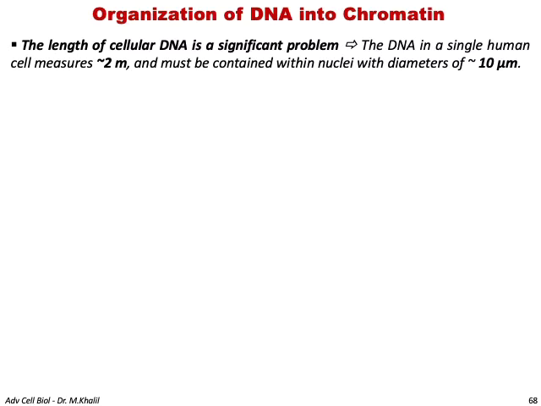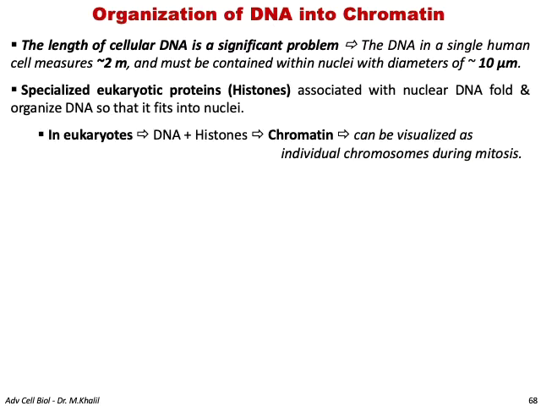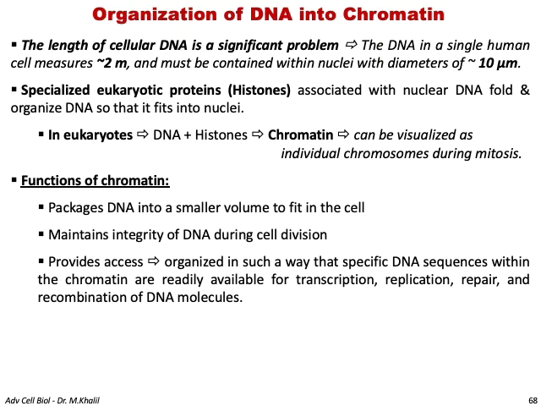The length of the cellular DNA is a significant problem. The DNA in a single human cell measures around 2 meters and must be contained within a nucleus with a diameter of 10 micrometers. There are specialized eukaryotic proteins, the histones, which associate with the nuclear DNA, fold and organize the DNA so it fits inside the nucleus. In eukaryotes, the DNA and proteins are called chromatin and can only be visualized as individual chromosomes during mitosis.